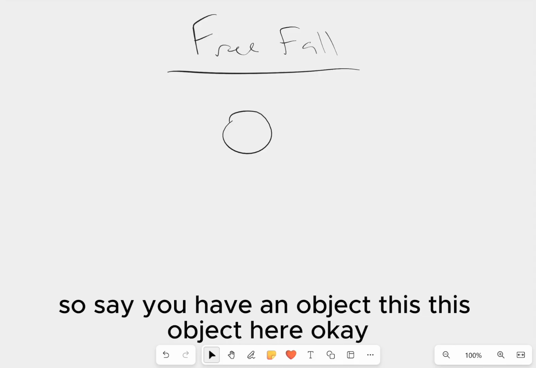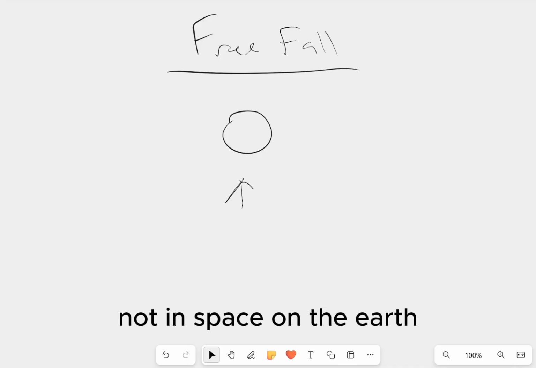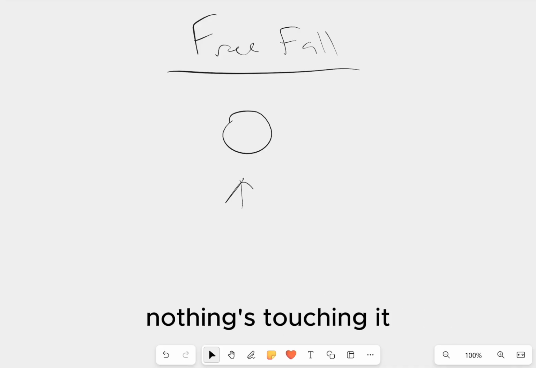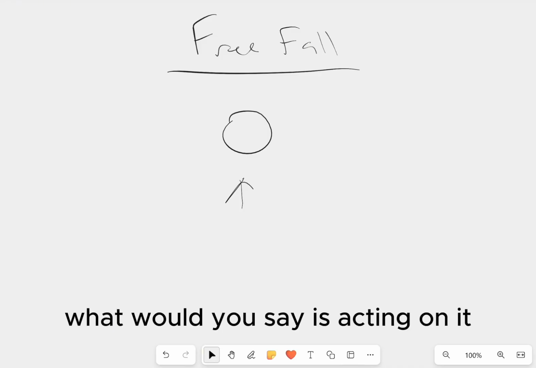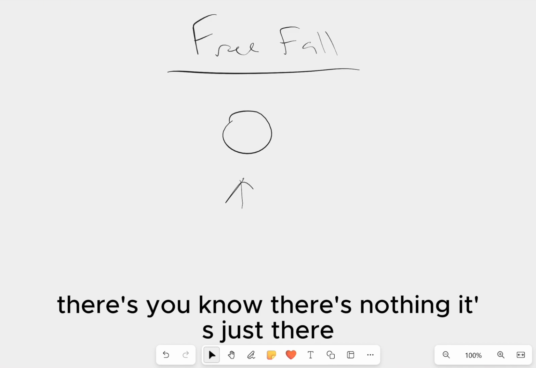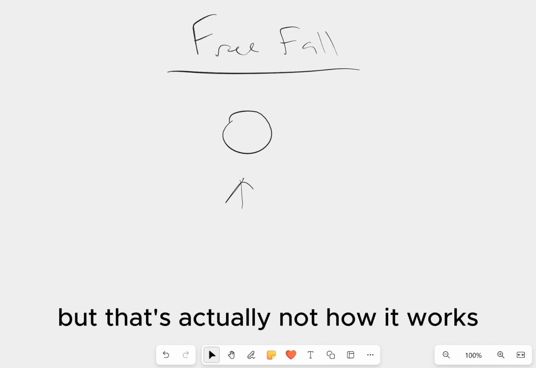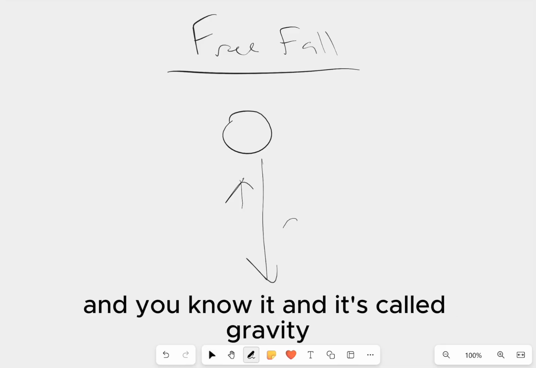Talking about vertical motion and free fall. Say you have an object, this object here, okay? It's on the Earth, but nothing's interacting with it, nothing's touching it, it's just falling from a building, right? What would you say is acting on it? Well, there's nothing in contact, so there's nothing. But that's actually not how it works, because there is something acting on it, and it's called gravity.